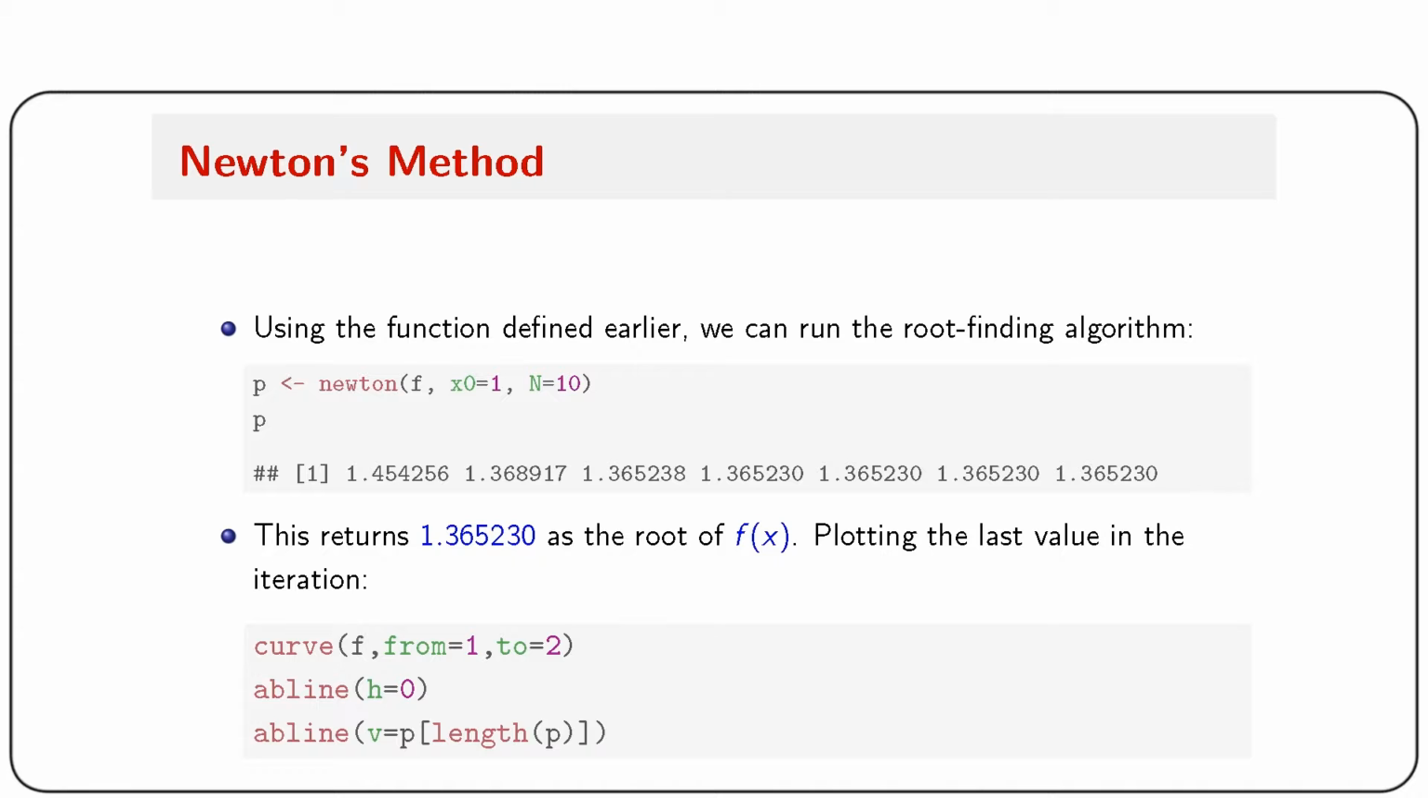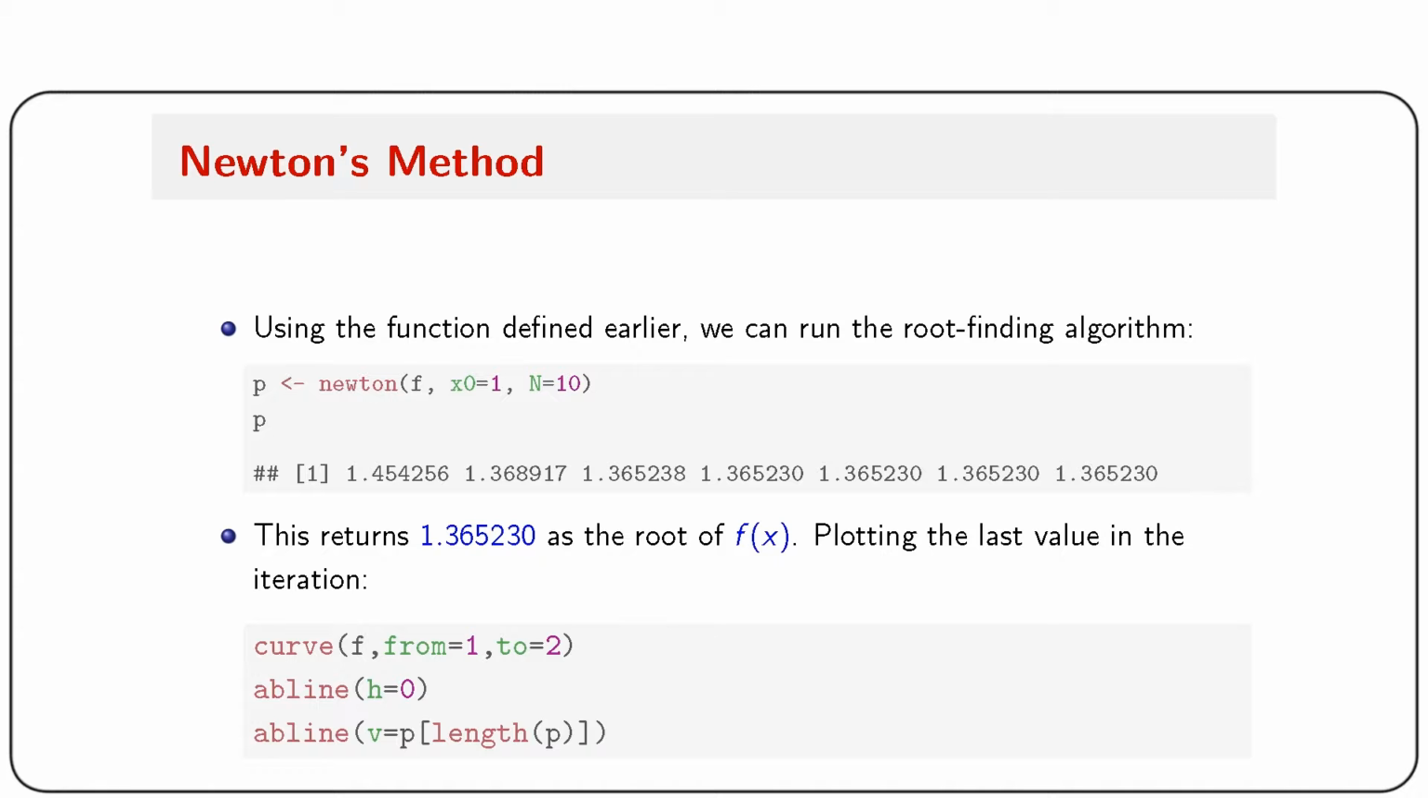So Newton's method, using the function defined earlier, we can run the root finding algorithm. p equals Newton with x naught equals 1, the initial value, and n equals 10. The default values are there, I have specified them on my own. If you run that Newton function, you will get p, and p is showing 1.4, then 1.36, 1.36, 1.36, 1.36523.